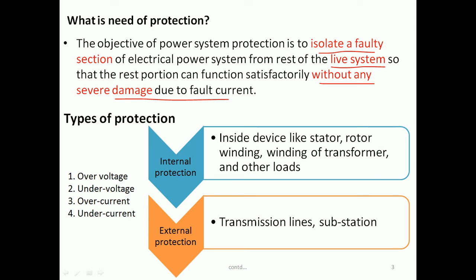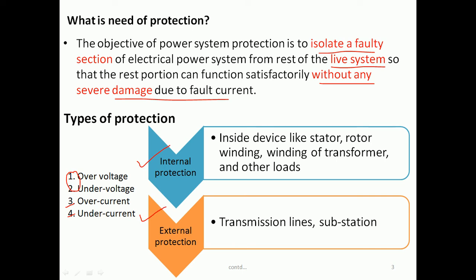Few people say that we have over voltage and under voltage protection schemes. Few people say we have over current and under current protection. But in this section we have to study internal protection and external protection.